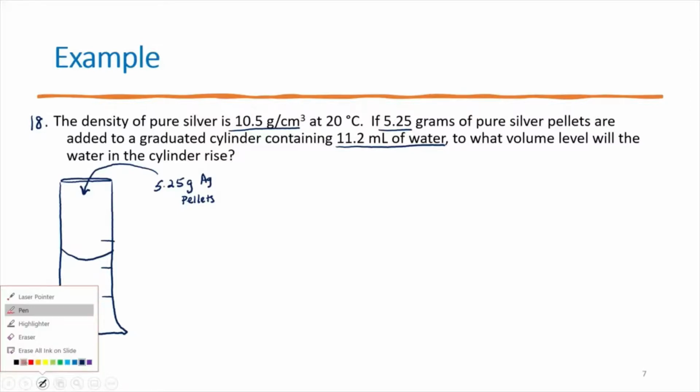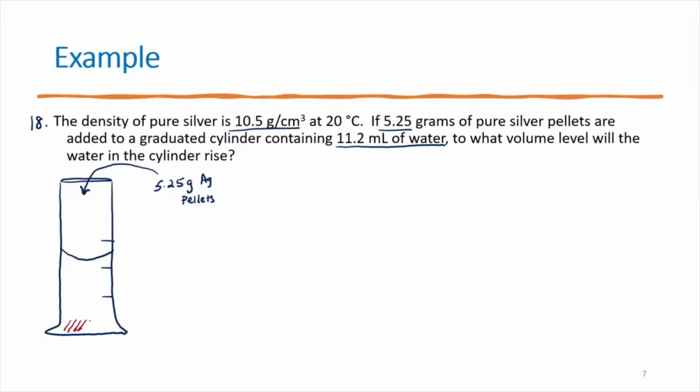Because I don't have a color silver on here, let's say I put the 5.25 grams in here, they're down here, and now my volume is here. So my volume's here now. This difference here is due to those pellets. The amount of volume increase here is due to the fact that those pellets were put into that system. So what volume is this water going to be at? The final volume is going to be 11.2 milliliters plus the volume of silver.